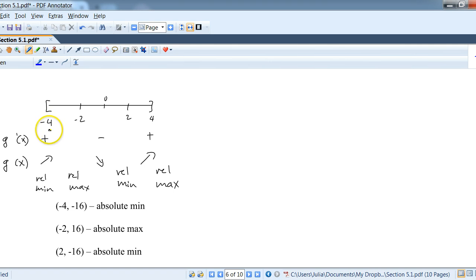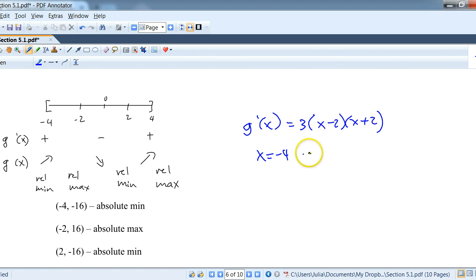So again, the endpoints, we can just plug them into the derivative. Let me write it somewhere nearby so we can see where it was. I believe g prime of x was positive 3 times x minus 2 times x plus 2. And again, the reason why we keep positive 3 is to check the signs. So we can plug in negative 4. For example, it's very easy to check. 3 is positive, so I keep the positive on outside of parentheses. Then I'm plugging it into each parentheses.